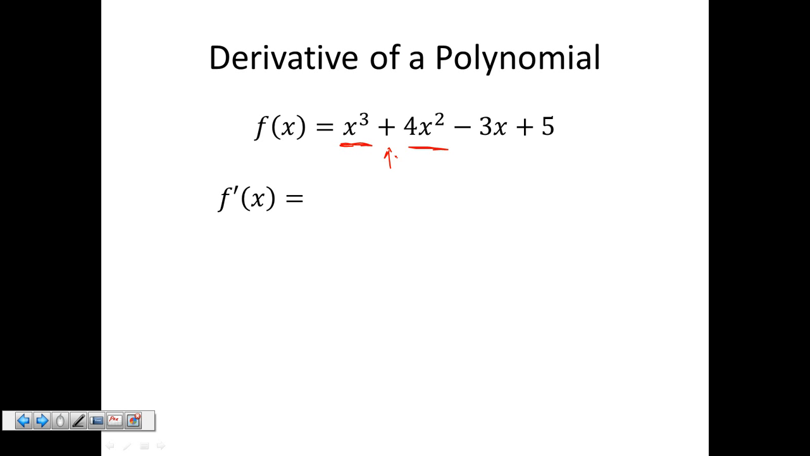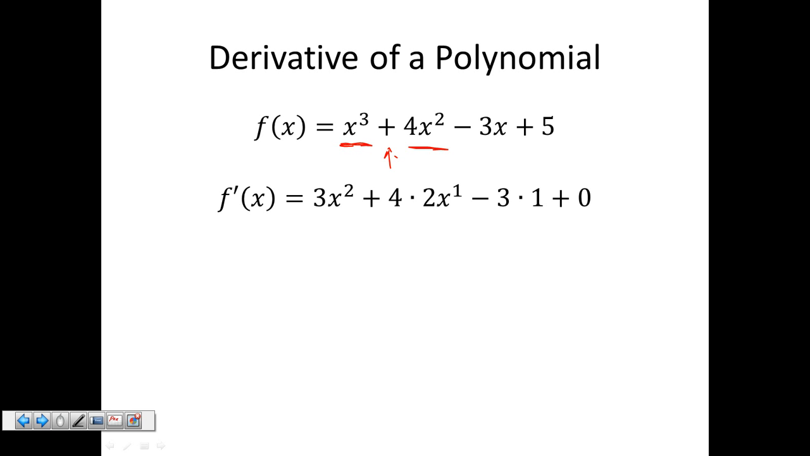And I'm just going to apply all my rules that I need to apply. So in that first term, I've got a power. So I'm going to bring that 3 down in front. The new power becomes a 2. My constant multiple rule is going to be used on the 4, so that 4 just sits there, and I use my power rule on the x squared. I'm going to simplify that in a little bit.